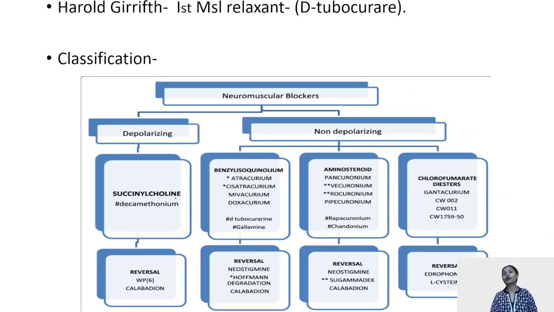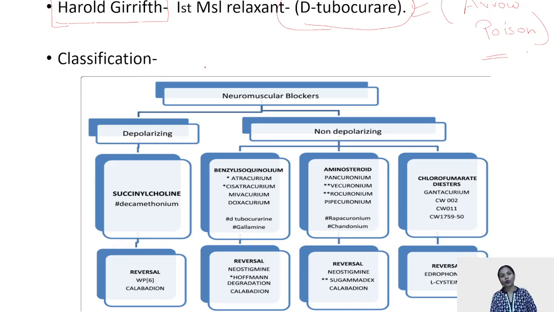Now, talking about the neuromuscular agents, if you all remember from the history of anesthesia class, Harold Griffith was the person who gave the first muscle relaxant, which was d-tubocurarine. Please remember this. The first muscle relaxant to be introduced was d-tubocurarine. It was an arrow poison which was used by the hunters to kill the animals. It's an arrow poison.